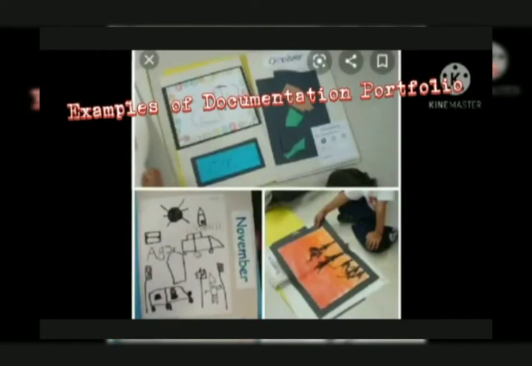So as you can see, the work of the child improves as the days pass by. From October, it is like a draft. Then in November, it becomes a sketch. And finally, in December, it is a complete output. So it shows the improvement of a student's learning.